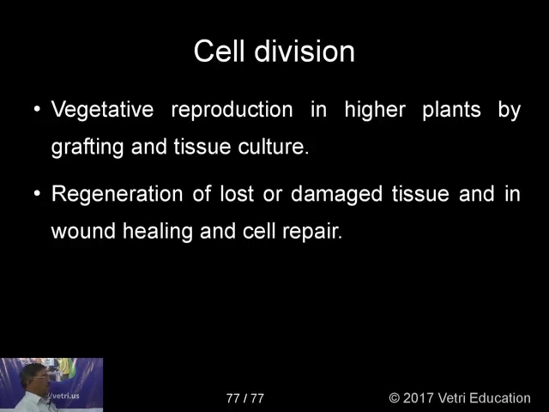So this is about mitosis, and what you have to remember here is that one cell gives two cells, and those two cells are qualitatively and quantitatively similar to the parent cell.